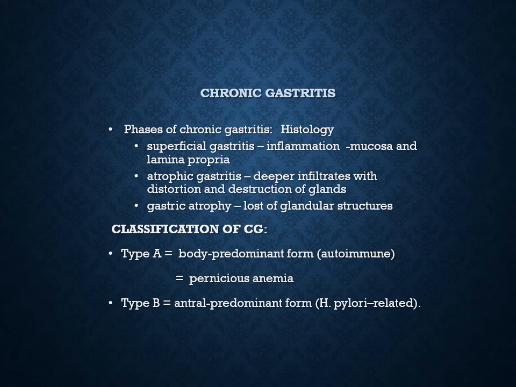For the classification of chronic gastritis, we have type A and type B. Type A is the body predominant form and it is autoimmune. Type B is the antral predominant form and it is associated with H. pylori infection.